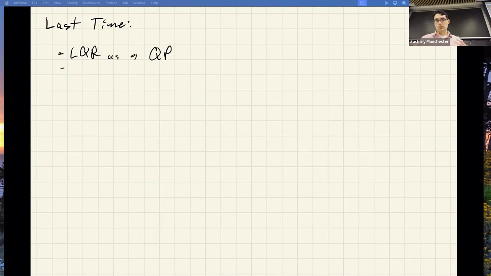So what did we talk about last time? Last time we did a bunch of LQR. We did LQR as a QP, and then we used that to bootstrap our way into talking about this Riccati recursion, and saw how that's a way of taking advantage of the block sparsity in the QP to solve it fast.